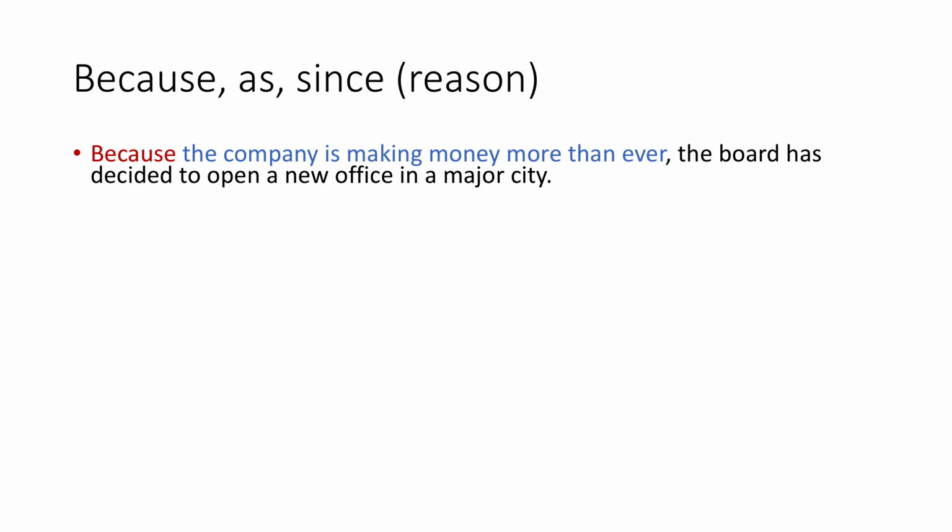The next group of words or subordinate conjunctions are used to talk about the reason or the cause of the action or the state of the verb in the main clause. Because the company is making money more than ever, the board has decided to open a new office in a major city. Now, in this example, the adverbial clause is used at the beginning of the sentence before the main clause, so we have to use a comma to separate it from the main clause. But you should be already familiar with this.